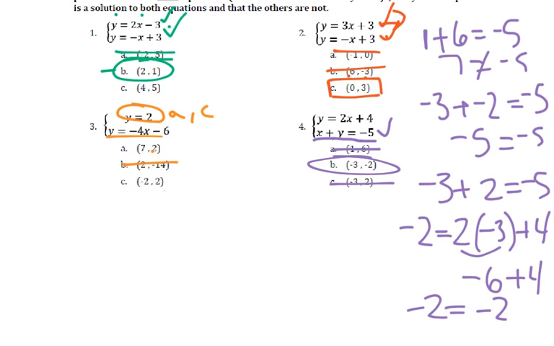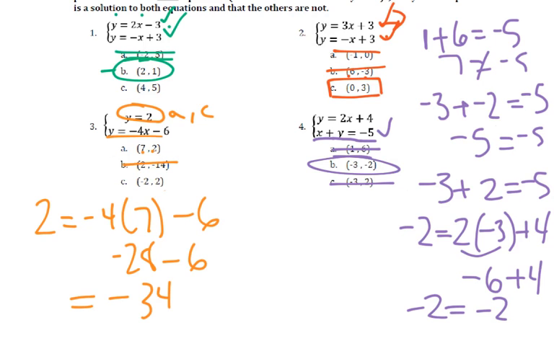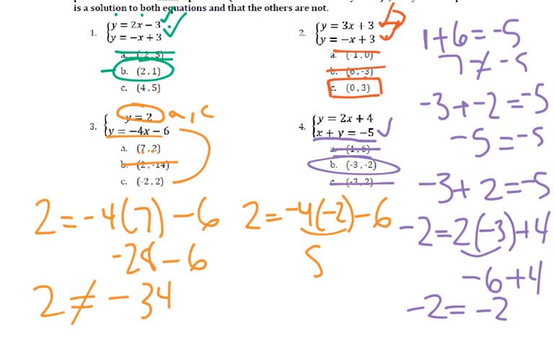So 2 for y, -4 times 7 for x, minus 6. -4 times 7 is negative 28, minus 6 would be negative 34. Definitely not equal to 2. So let's try it in our second one now. 2 for y, negative 4 times negative 2 for x, minus 6. That would be a positive 8. Minus 6 would keep us a positive 2. So yes, it works. So there's our answers on those first couple.